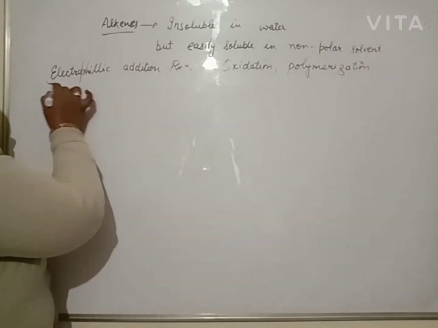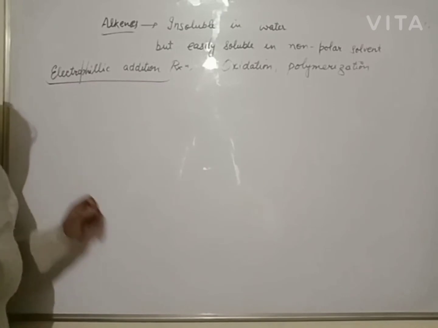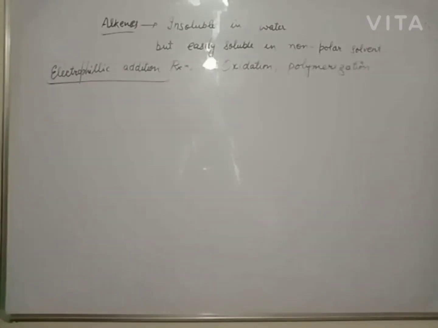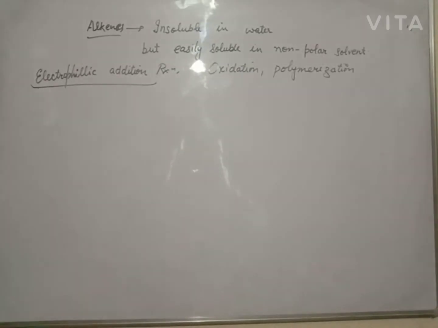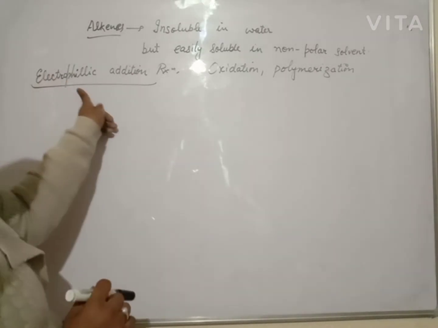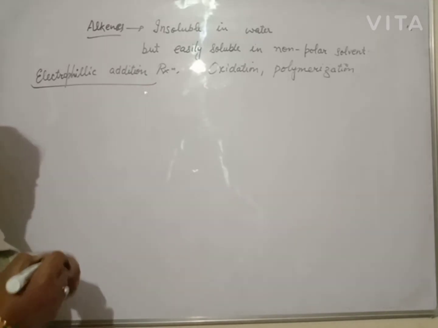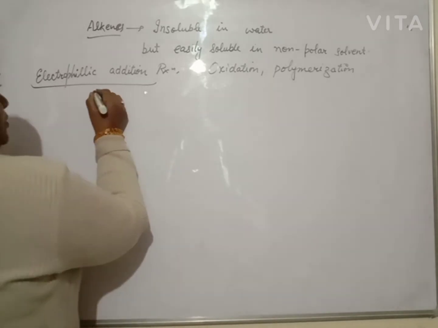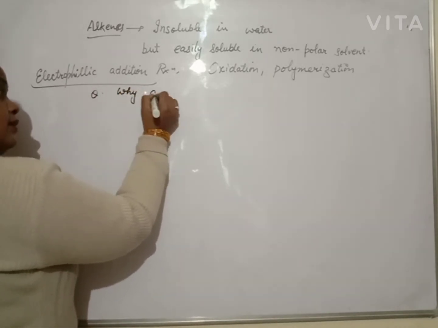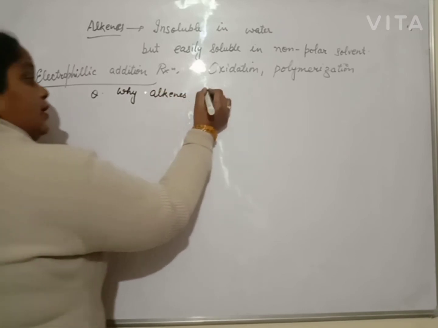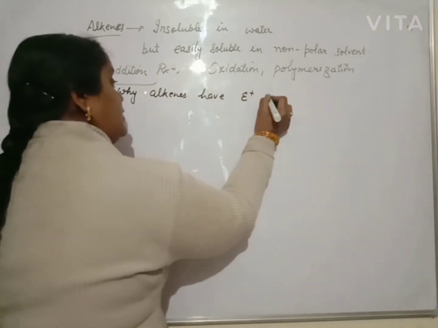Our question: why, beta, do all organic compounds show oxidation? Either complete oxidation, partial oxidation, controlled. All organic compounds have oxidation reaction. Polymerization reaction is shown by unsaturated hydrocarbon. And electrophilic addition reaction. Beta, alkenes have electrophilic addition reaction. Why? Our question: why do alkenes have electrophilic addition reaction?